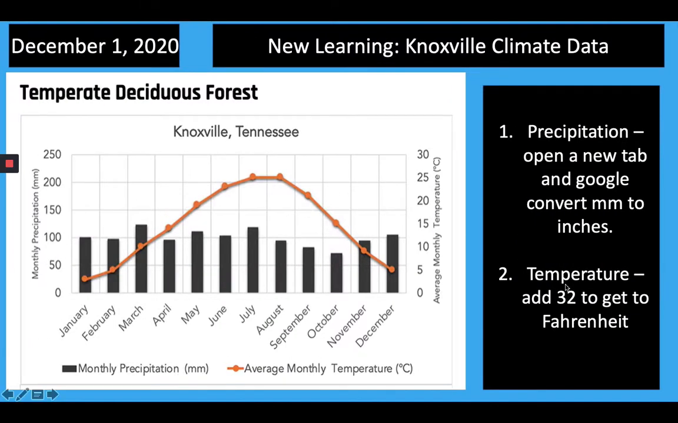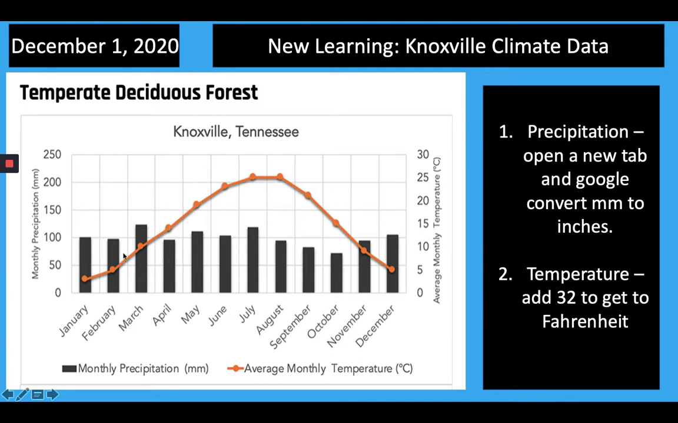Okay. Temperature, you're going to add 32 to the Celsius number to get the Fahrenheit number. So if the temperature in May is 20 degrees Celsius, well, 20 plus 32 is 52 degrees Fahrenheit. That would be the average temperature, 52 degrees Fahrenheit. So it's whatever number we find on our graph for temperature, because right here it says average monthly temperature, right? Average monthly temperature is measured on this side.